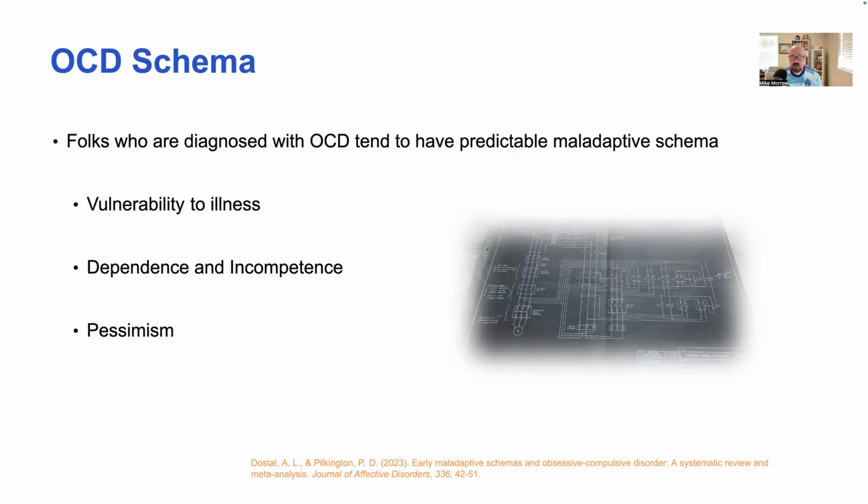And so if I have a schema that says vulnerability to illness, right? If I have that, it may not be activated until maybe somebody coughs over my shoulder. Then all of a sudden I have these automatic thoughts that say, "Oh, I'm going to get sick. I'm going to get other people sick. It's going to be contagious. It's going to hurt me. It's going to kill me."